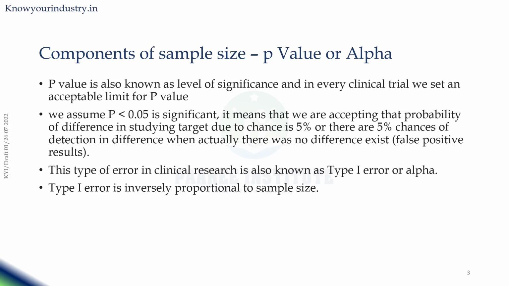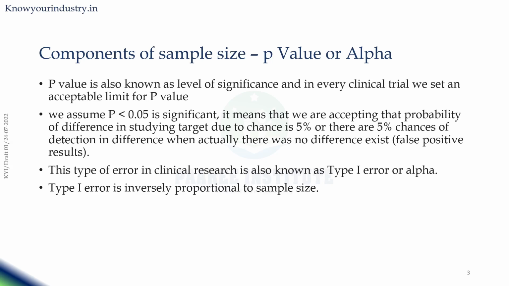What is the p-value? The p-value is also known as the level of significance, and in every clinical trial, we set an acceptable limit for the p-value. We assume a p-value less than 0.05 is significant. It means that we are accepting that the probability of a difference in the study target due to chance is 5%, or there is a 5% chance of detecting a difference when actually no difference exists. In other words, we call these false positive results. This type of error in clinical research is also known as type 1 error or alpha.